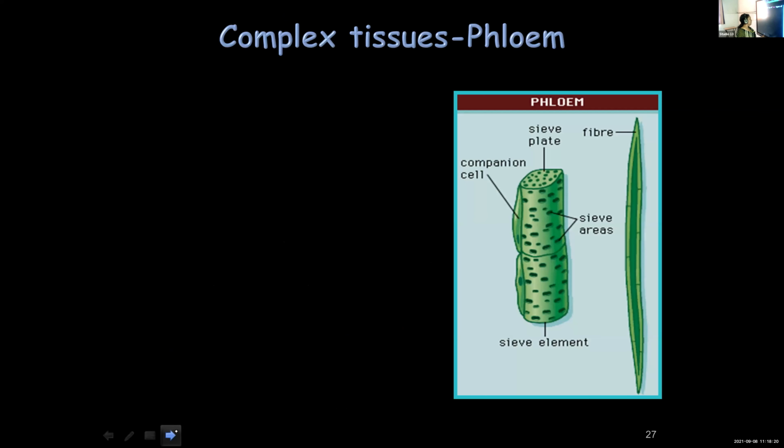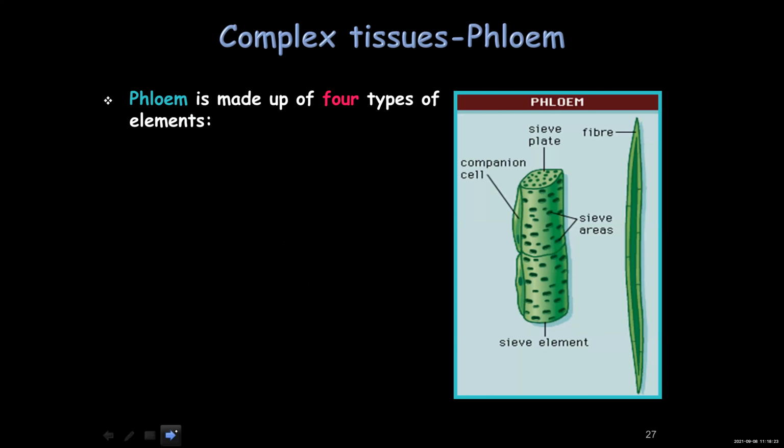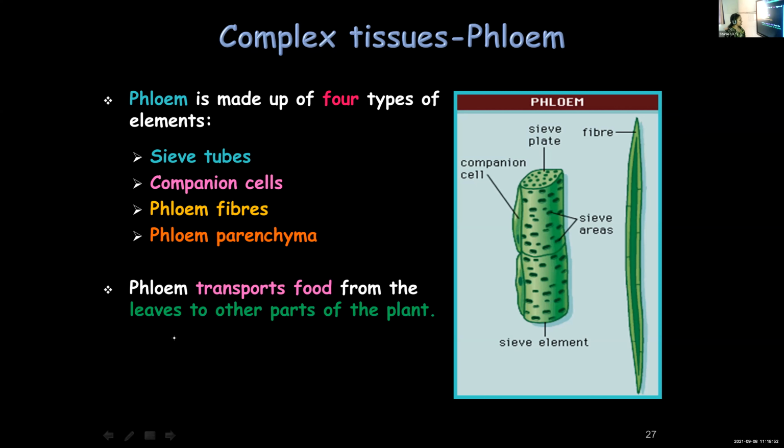Now we will learn about phloem. We'll start with phloem. Phloem is made up of 4 types of elements. I told you in the beginning, they are known as complex tissues because they are made up of more than one type of cell. So phloem is made up of 4 types of cells or elements: sieve tubes, companion cells, phloem fibers, phloem parenchyma.